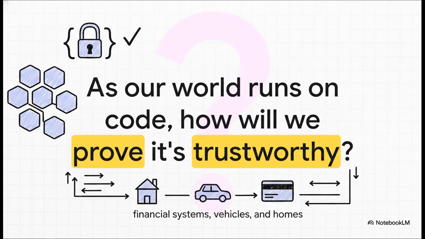And that leaves us with a final, much bigger question, doesn't it? I mean, smart contract verification is the blockchain world's answer for proving code is trustworthy. But as more and more of our world, our money, our cars, even our homes, starts to run on complex code, this question becomes universal. How are we going to prove that all the code that runs our lives is actually doing what it's supposed to? That's a challenge we're all going to have to figure out together.